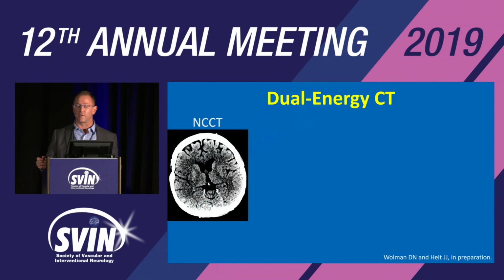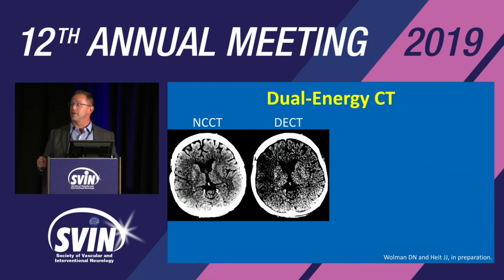So how does this work? Well, here's a patient who comes in with a right M1 occlusion. This is the non-contrast head CT. So it looks very favorable. If you outline the core, there's a little bit of the insula involved and maybe a little bit of the lentiform nucleus. But now let me show you from the same scan, here's a dual-energy CT.